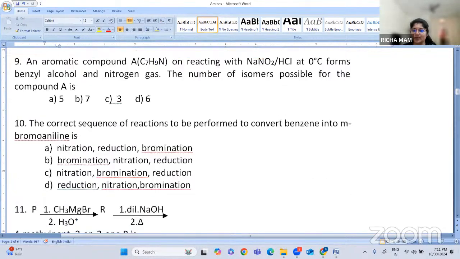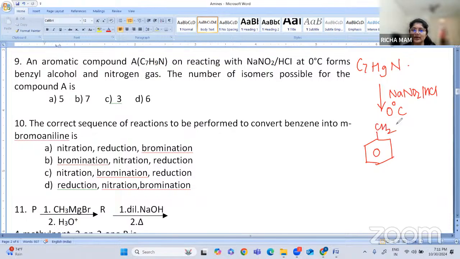There is an aromatic compound A, C7H9N. On heating with NaNO2 in the presence of HCl at 0 degrees Celsius, it forms benzyl alcohol and nitrogen gas, N2 gas. The number of isomers possible for the compound A is? So you have to tell which is the compound A.